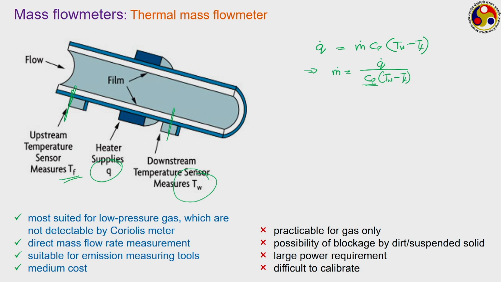A variation of the thermal mass flow meter we shall be discussing very shortly regarding velocity measurement, which is called the anemometer, which uses the same principle but gives a measure of the velocity. We shall be talking about that in just 5 minutes. So, that takes us toward the end of the discussion on flow meters.